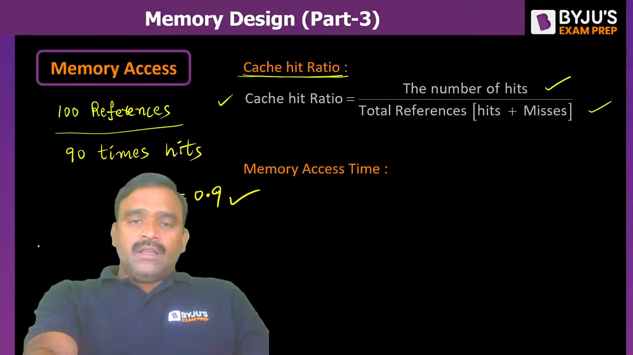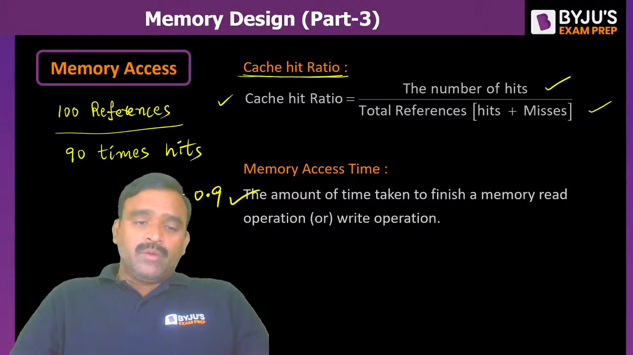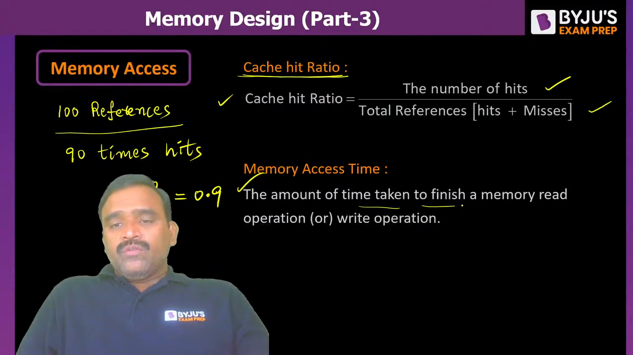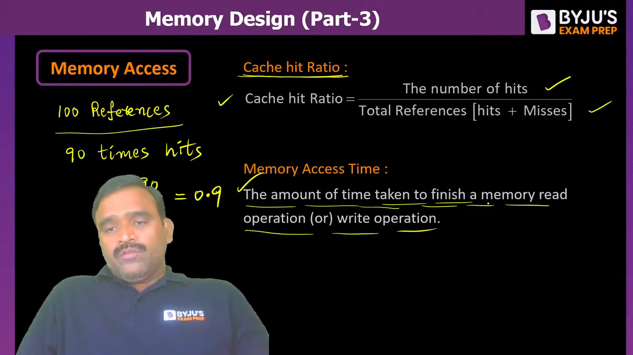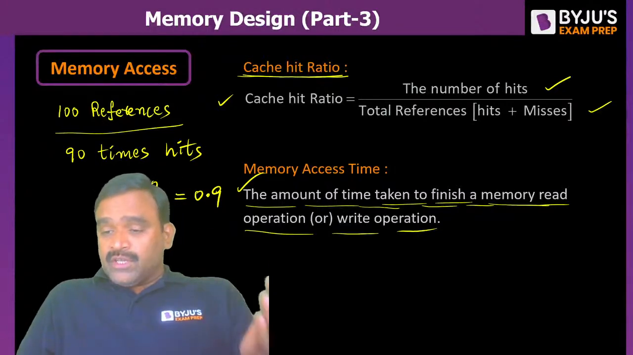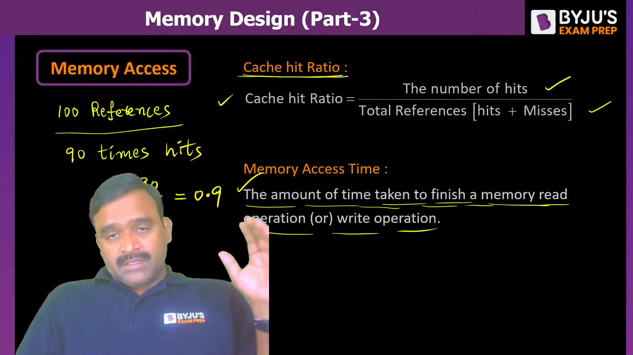Hope you understood. And for memory access time, if you consider only main memory and cache, and assume that 100% of data is available in main memory if there is a miss in the cache, there is no need of going to secondary storage. So what do you mean by memory access time? Memory access time is the amount of time taken to finish a memory read operation or memory write operation. How much time it takes to finish a memory read, or a memory write, that is called memory access time.